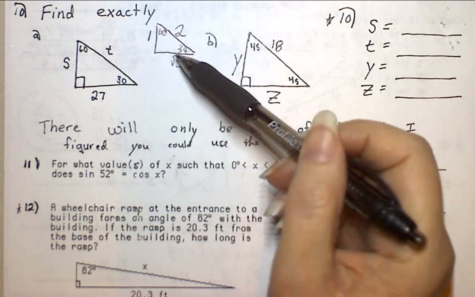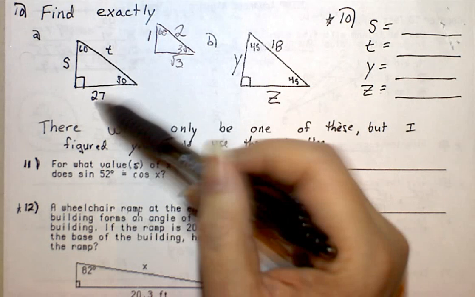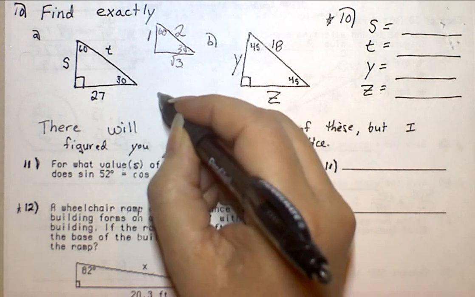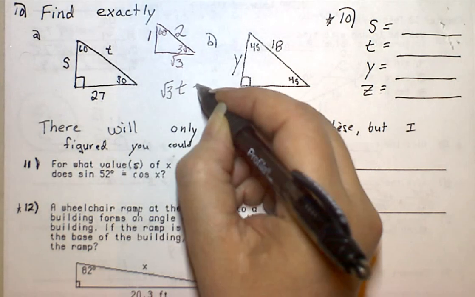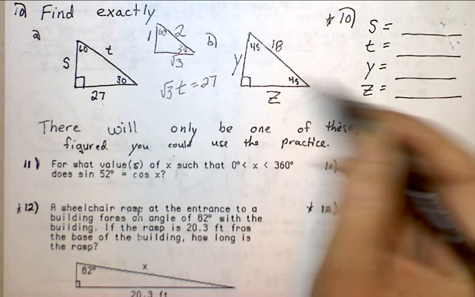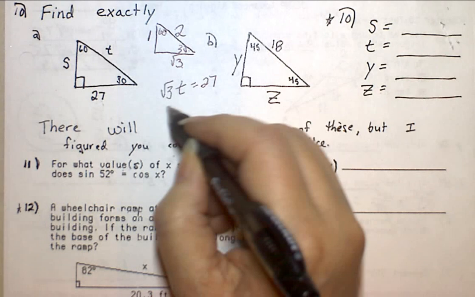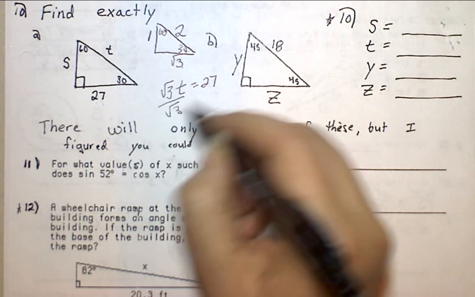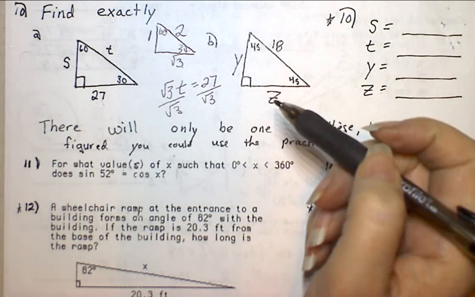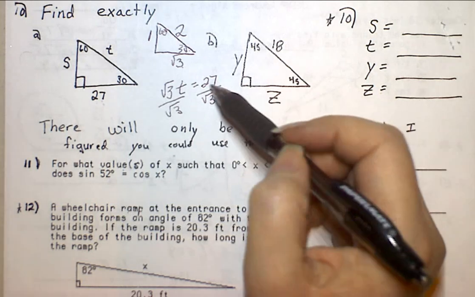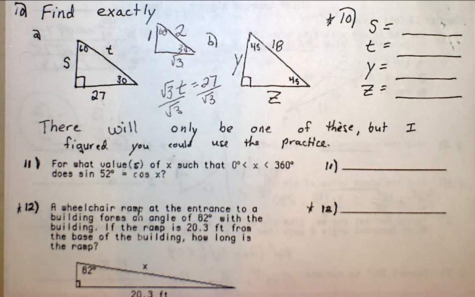So I don't know, by just looking at it I can't really see, so I'm going to say square root of 3 times whatever I did is going to equal my 27. And I'm going to divide by square root of 3. And again, I can't have the square root of 3 on the bottom, so I'm going to multiply the top and bottom by what? Yes, the square root of 3.